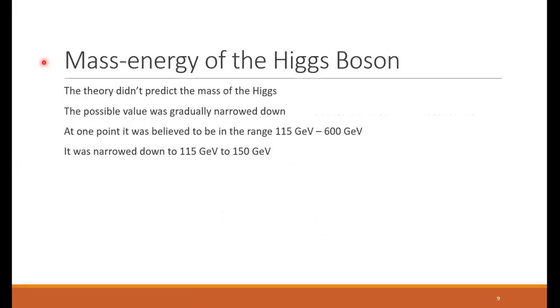Okay, so now one more issue is when Peter Higgs theorized the existence of the Higgs, the theory didn't predict the mass of the Higgs. So that was unknown. So the possible values were gradually narrowed down to a range of values, right? At one point it was believed that the range was between 150 and 600 GeV. Then over time, scientists further narrowed it down to 115 to 150 GeV. It was a gradual process. They were narrowing down the possible mass of the Higgs and what mass to look for in their experiments.